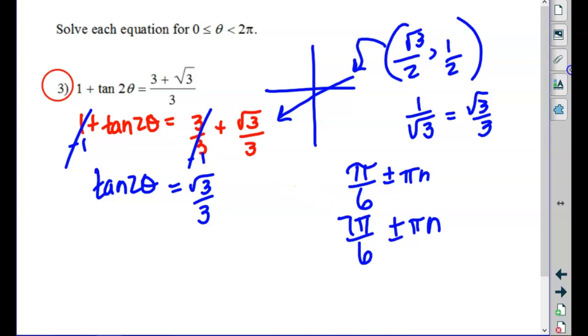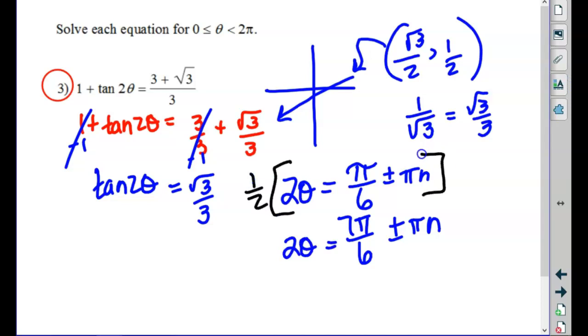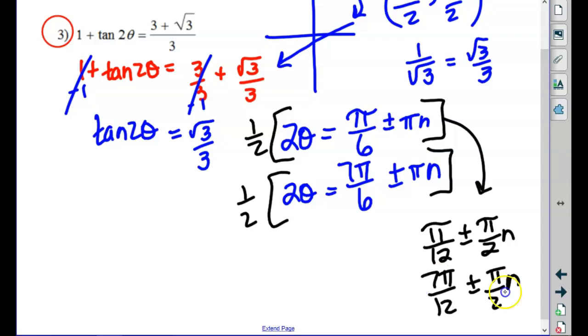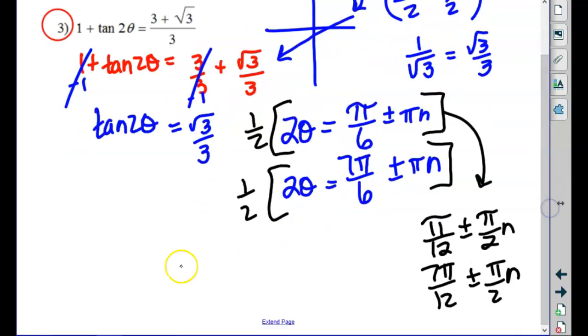All right. And what do I still have to do? Yep, I have to get rid of the 2 by multiplying through by 1/2. So if I take half of all this, what do I get? Pi over 12 plus or minus pi over 2. And if I take half of all this, 7 pi over 12 plus or minus a pi over 2. All right, it asked for what, 0 to 2 pi? Ugh. Okay, so a pi over 12 is 1. A 7 pi over 12 is 1.